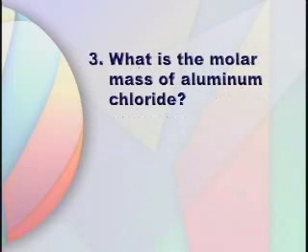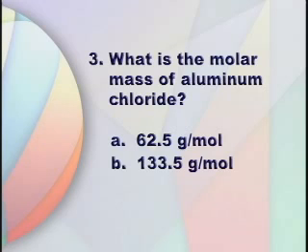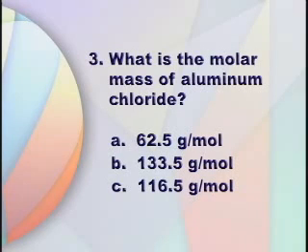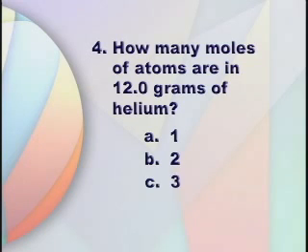You will need a periodic table and a calculator for number 3. What is the molar mass of aluminum chloride? A. 62.5 grams per mole, B. 133.5 grams per mole, C. 116.5 grams per mole. Keep out your math tools to solve number 4. How many moles of atoms are in 12.0 grams of helium? A. 1, B. 2, C. 3, D. 4.